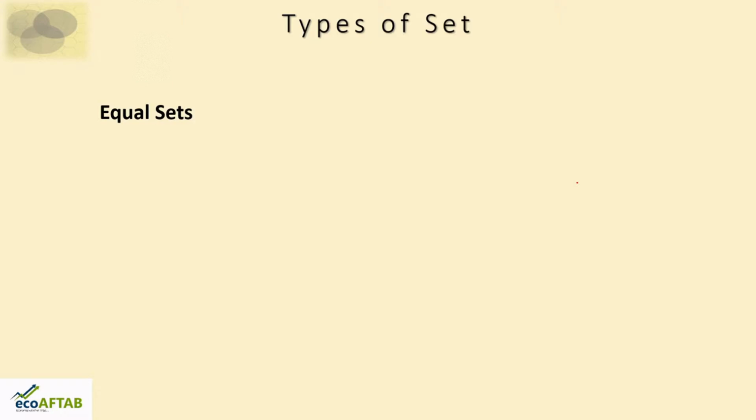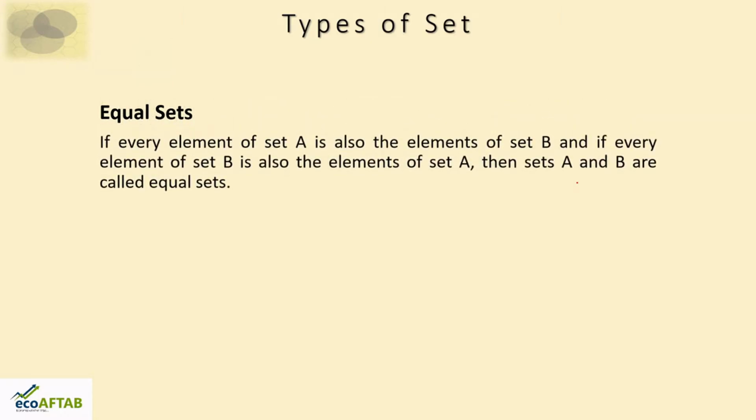Next one is equal sets. What do you mean by equal sets? If every element of set A is also an element of set B, and if every element of set B is also an element of set A, then we say that set A and set B are equal sets. See the example. Here set A has 5 elements. The cardinality is 5, and which are the elements? 1, 2, 3, 4, 5. Similarly, in set B there are also 5 elements. And what are the elements? 5, 4, 3, 2, 1.